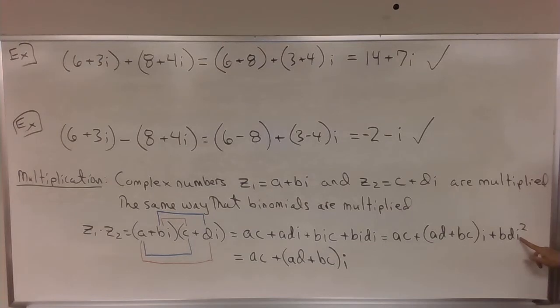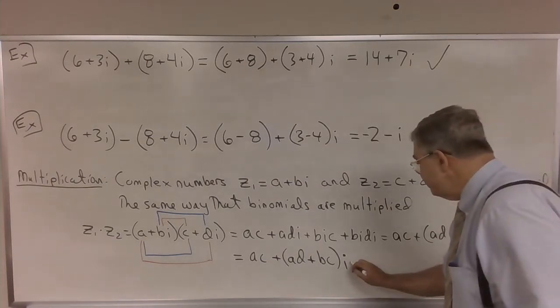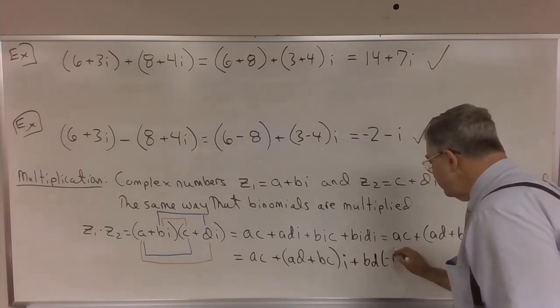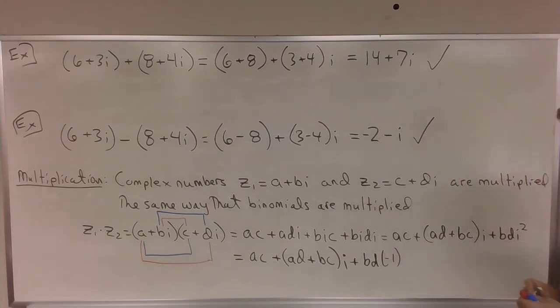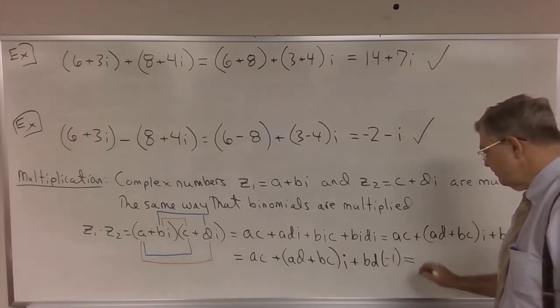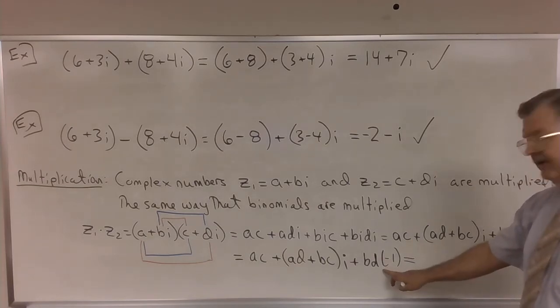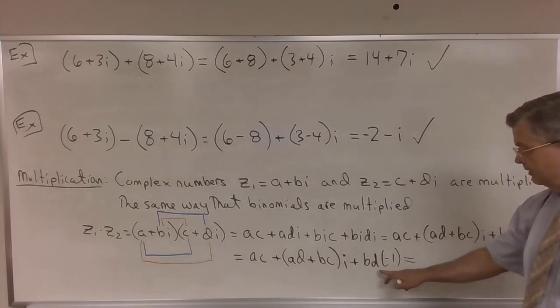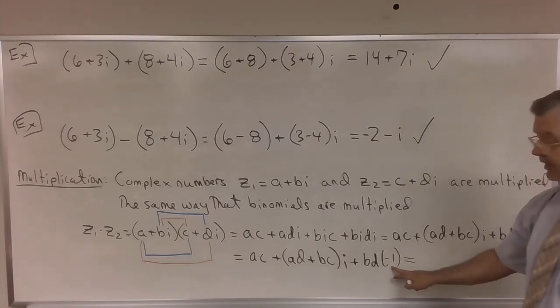i squared. i is the square root of negative 1, so if I square i I get negative 1. So that's plus BD times negative 1. Well, this is a real number. B times D times negative 1. Real number times real number times real number is a real number.